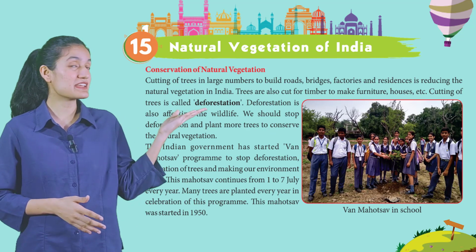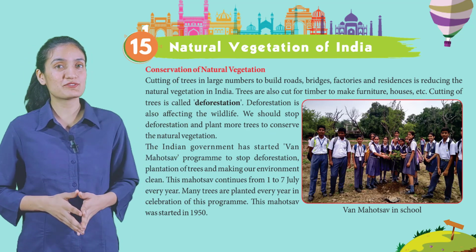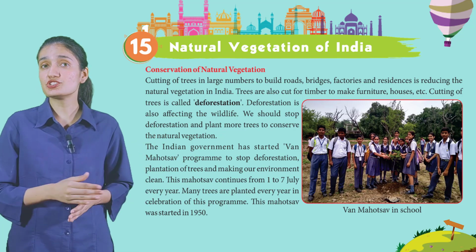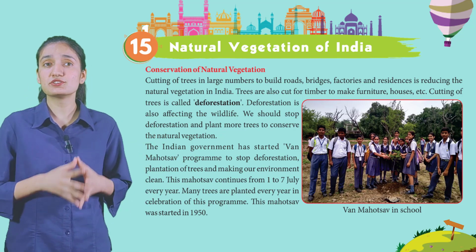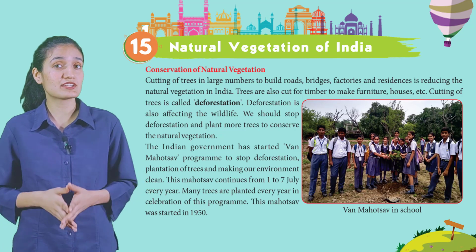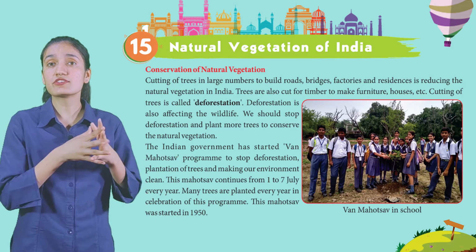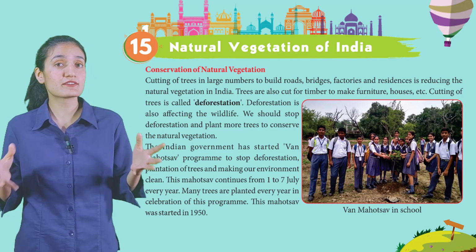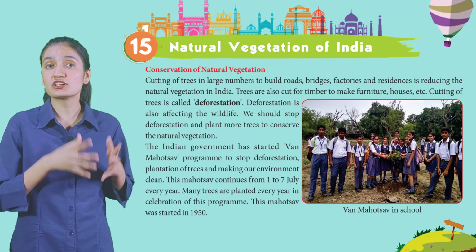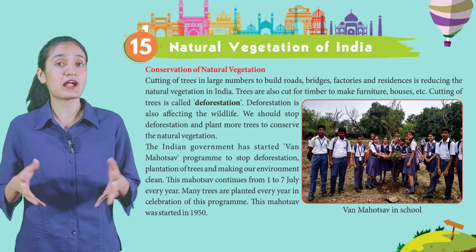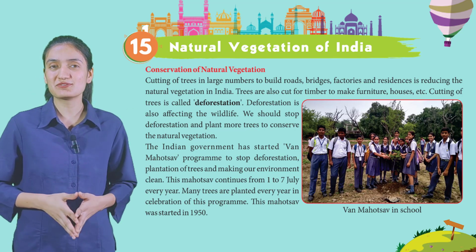Now, the next topic is conservation of natural vegetation. Cutting of trees in large numbers to build roads, bridges, factories and residences is reducing the natural vegetation in India. Trees are also cut for timber to make furniture, houses, etc. Cutting of trees is called deforestation. Deforestation is also affecting the wildlife. We should stop deforestation and plant more trees to conserve the natural vegetation.